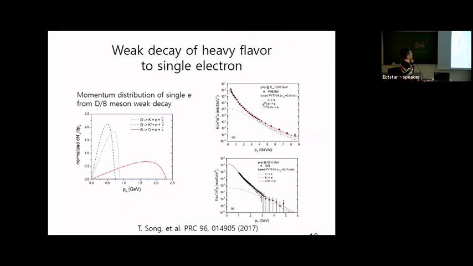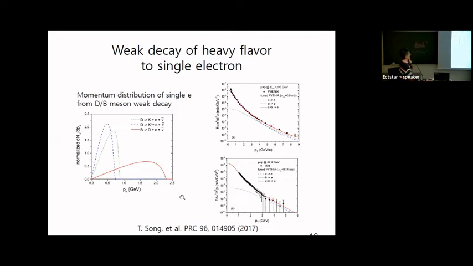The green line is single electron from charm decay, and the green line is single electron from bottom decay. And the red line is the sum of them. We can see good agreement with the experimental data. This is pp collision at 200 GeV, and this is 62 GeV. At low transverse momentum, single electron from charm is dominant, and at large transverse momentum, single electron from bottom decay is dominant.